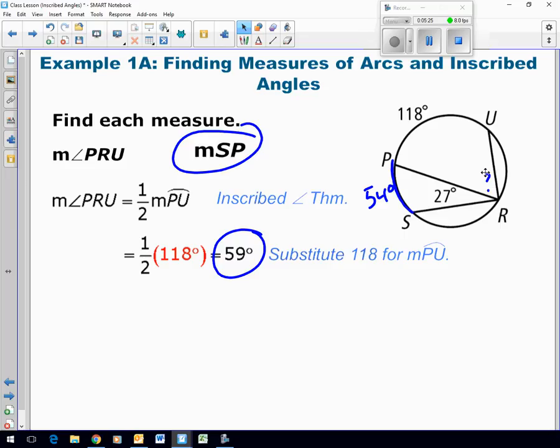A lot of people get confused with this, and they'll take really wild guesses, and they'll be like, oh, I know it's inscribed, so I divide by 2 every time. Hold on. Pause. Wait a minute. Only when you're going from arc down to angle do you divide by 2. If you're going from angle up to arc, you multiply by 2. Literally, that's about as hard as I can make this.